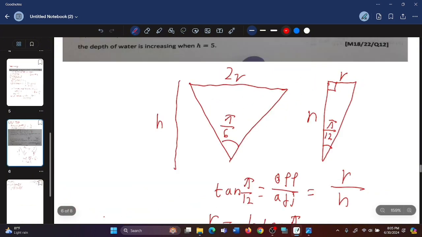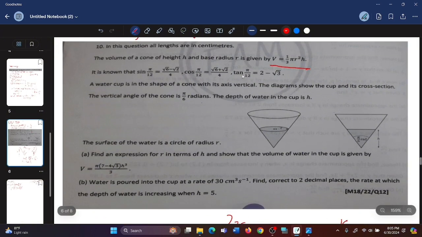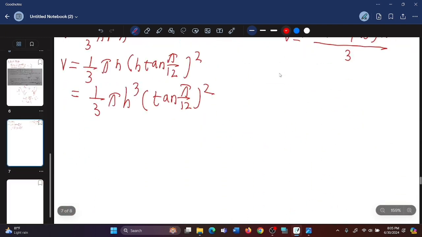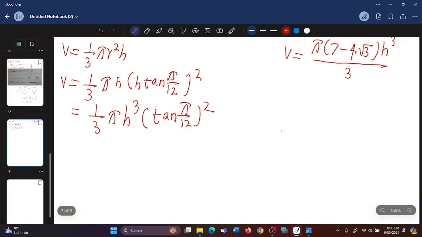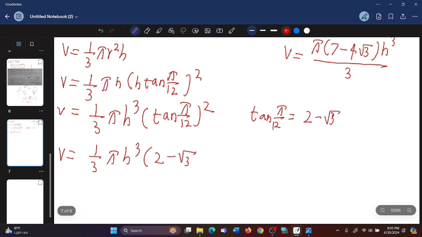So earlier in the question, we were given some trigonometrical identities. Like here, we are told tan pi by 12 is 2 minus root 3. So if tan pi by 12 is equal to 2 minus root 3, then I can substitute this 2 minus root 3 into this tan pi by 12. Let's see what happens. Then V becomes 1 by 3 pi h cubed, 2 minus root 3 whole squared, as there is a whole square above tan pi by 12. Okay, now let's simplify it.